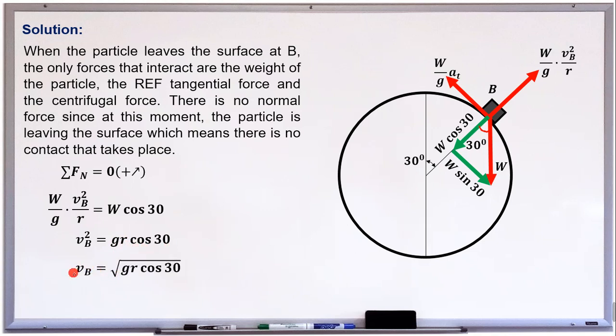So we take the square root on both sides of the equation. We have VB is equal to the square root of GR cosine 30. Then substituting the values, our G is 32.2, the radius of the cylinder is 8, then cosine 30 degrees. And we have an approximate value of the velocity of B, or the velocity of the particle at point B, roughly equal to 14.96 FPS.